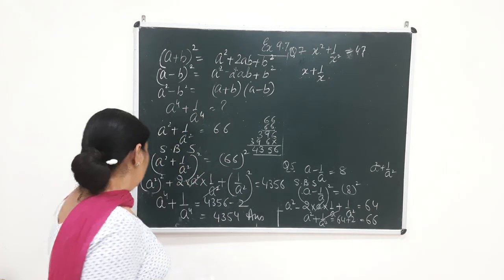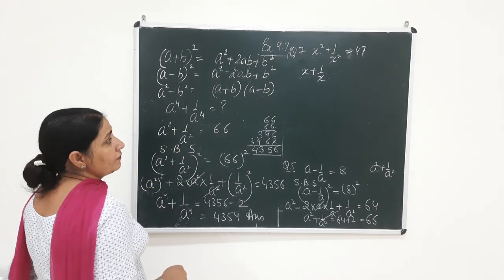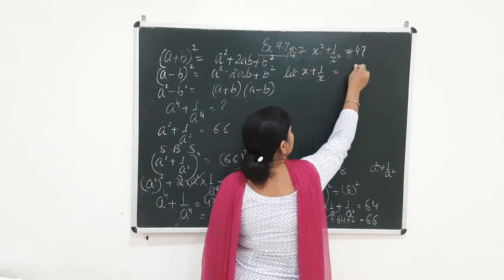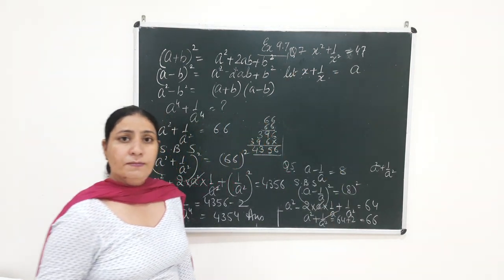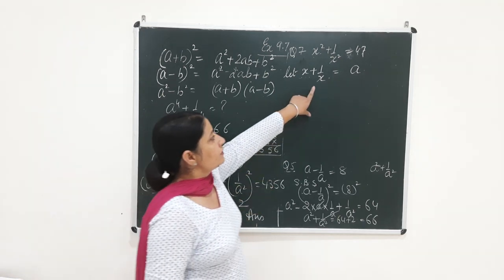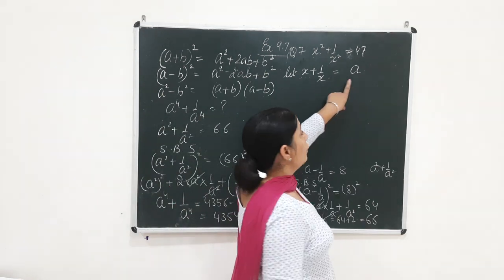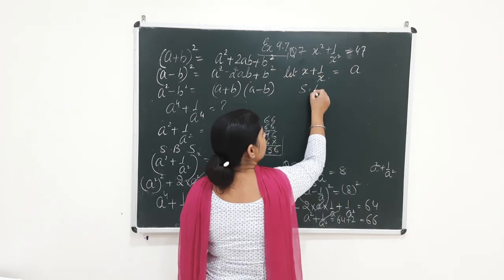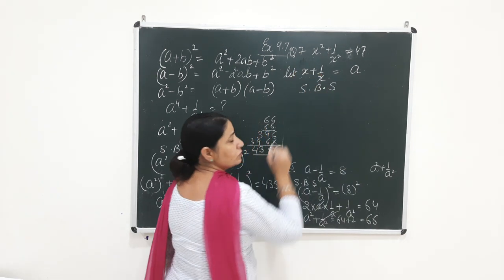Okay beta? So if you want to find the value of x plus 1 by x, let x plus 1 by x be, suppose, a. Okay? Assume x plus 1 by x is a, right? Now if you want to have a square on that, then what do you do? Squaring both sides. SBS means squaring both sides.